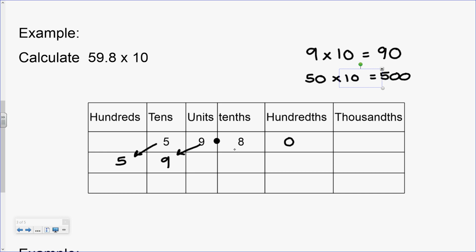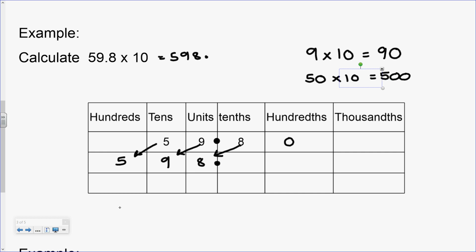Now that follows also for the tenths. So that is going to also move over into the units column. The decimal point does not move, it stays where it is. So the answer then becomes 598. So the answer to 59.8 times 10 is 598. All of those numbers have moved over one place to the left, making it 10 times bigger. Now, there is no need to put the decimal point at the end. You can if you want, but there is no need for that.